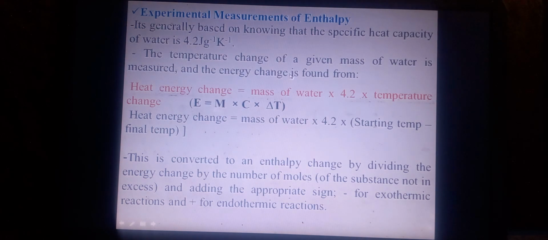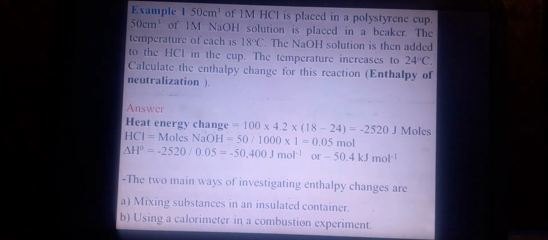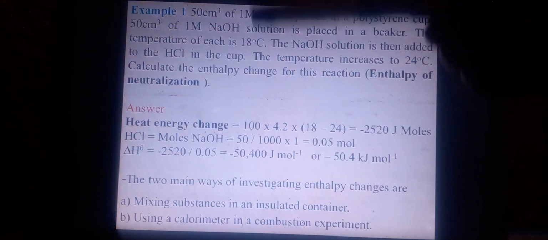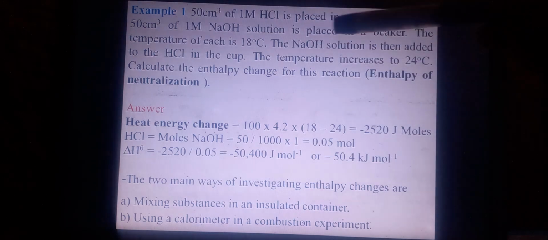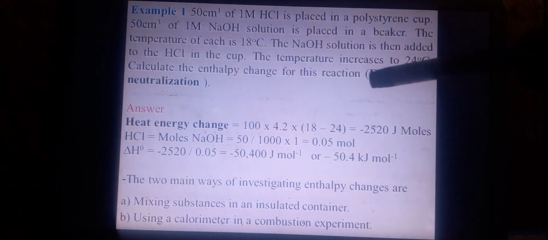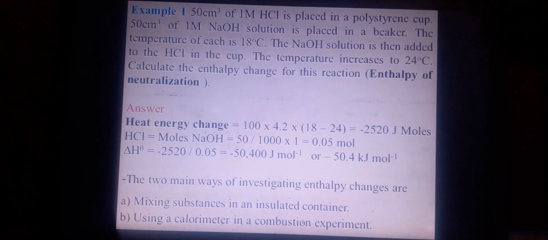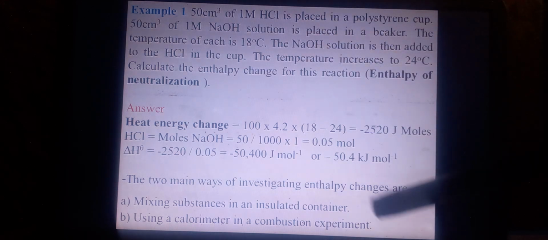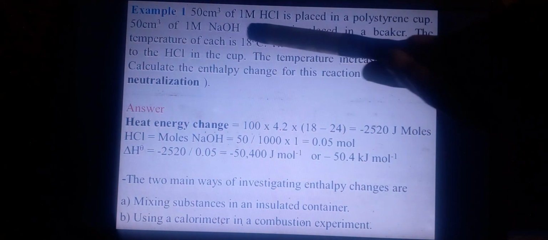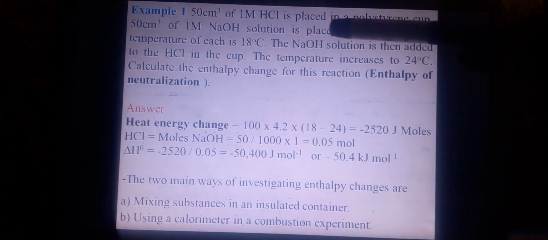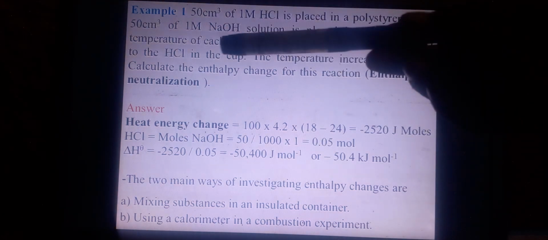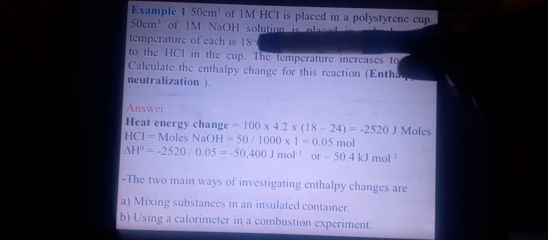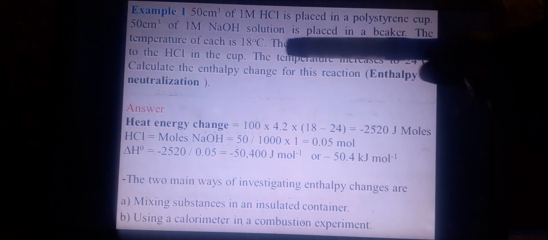So then, we want to look at the first example. Example 1. This experiment is a neutralization reaction where we are combining an acid and a base to form a salt and water. So we have been given the volume, 50 cubic centimeters of 1 molar HCl reacting with 50 cubic centimeters of 1 molar sodium hydroxide.